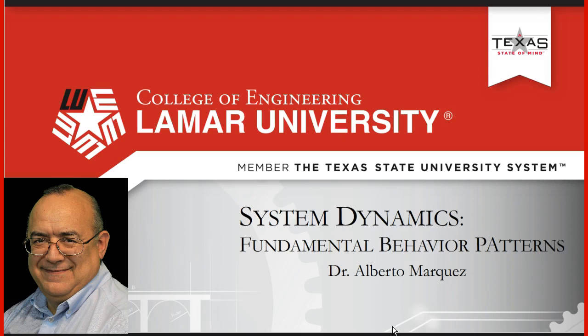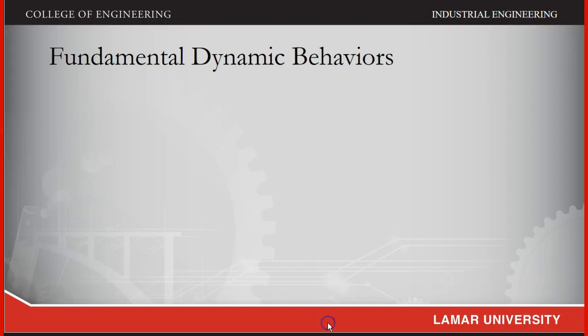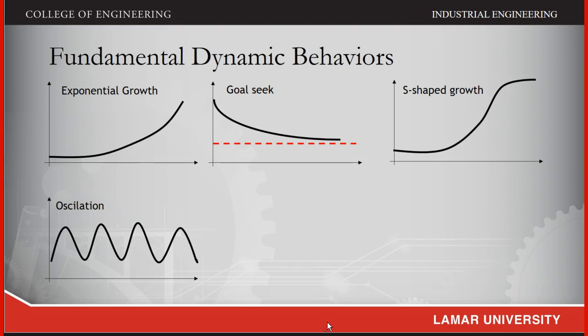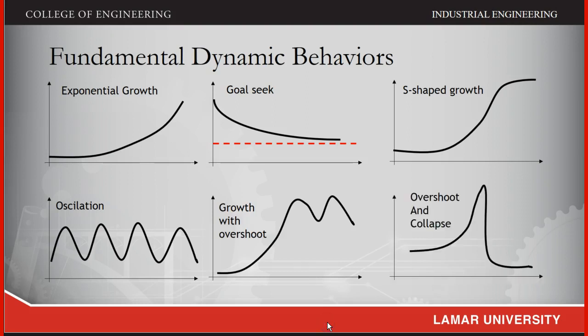In this video about system dynamics, we will discuss the fundamental behavior patterns that we find when we see the most fundamental feedback loops. The fundamental dynamic behaviors that we will see include exponential growth, goal-seek, the S-shaped growth, oscillation, growth with overshoot, and overshoot and collapse.